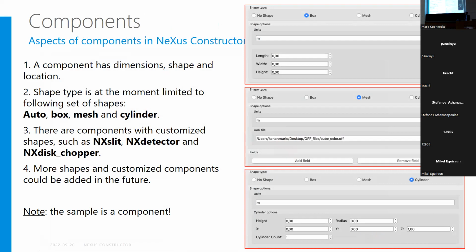And auto is basically a custom shape for some specific components, such as beam choppers or slits. There are components that are configured like that. Nexus slit, Nexus detector, and the Nexus chopper will have an auto shape. And we will probably add more in the future. And please note that the sample, of course, is a component in this case.